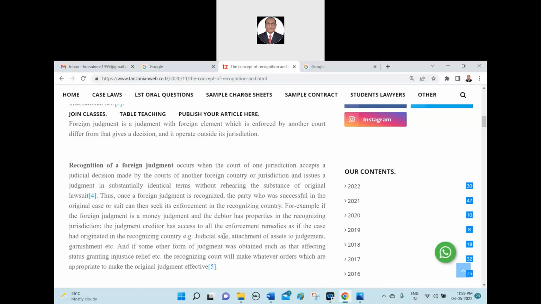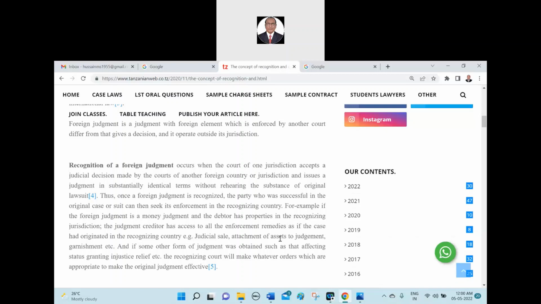A judicial sale, attachment of assets, garnishment. Even attachment could be done if he has properties in Tanzania. Suppose he doesn't have properties in Tanzania, but at least he is an employee in Tanzania, then his salary can be attached, but not the total salary. Each month some cuttings would be made, attachment of the salary, and they will give the garnishment.